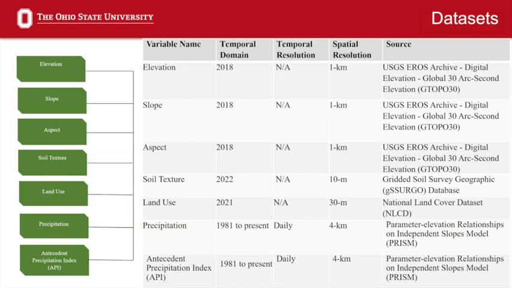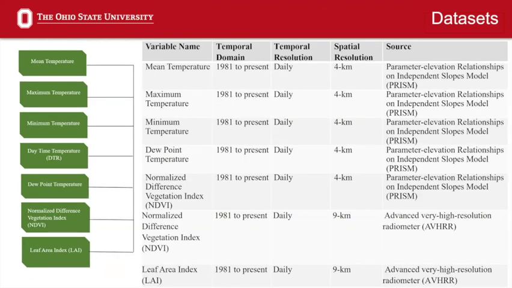So I have collected precipitation from PRISM, the Parameter-elevation Regressions on Independent Slopes Model, and I have calculated API from the precipitation, and also the mean temperature, maximum temperature, and mean dew point temperature. All these products are collected from PRISM, and their native resolution is 4 kilometers, and they are available from 1981 to present day. Their temporal resolution is daily, which is an advantage of using these data sets.